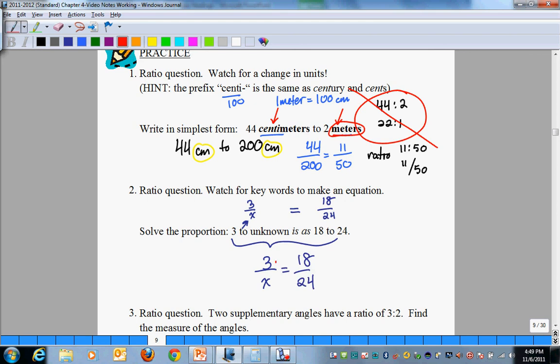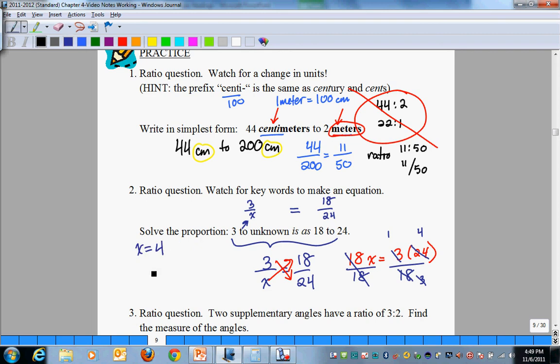Now you want to cross multiply. Now I have 18x equals 3 times 24. Rather than multiplying out, I'm just going to divide and reduce. 6 goes in here 4 times. 6 goes in here 3 times. 3 goes in here once. So the final answer here is going to be x equals 4.